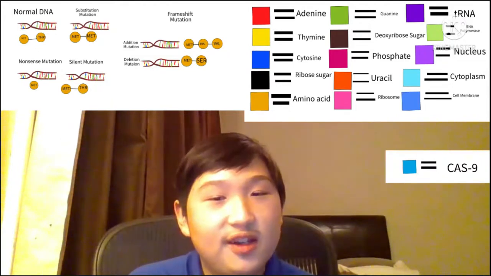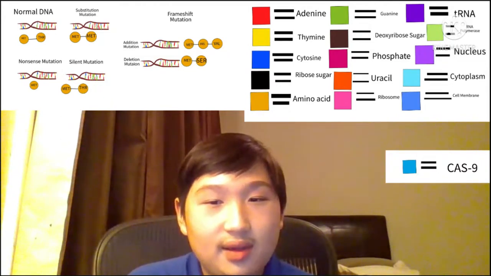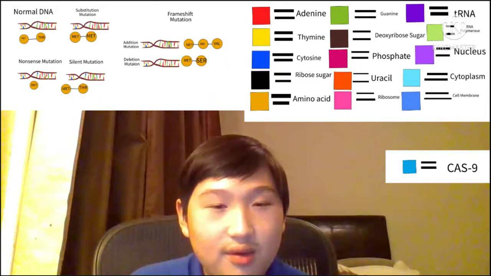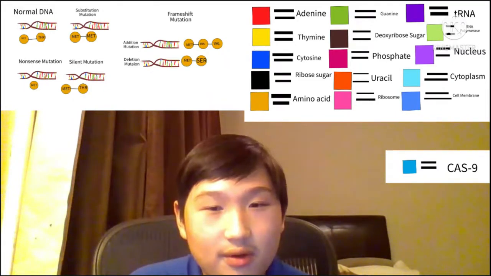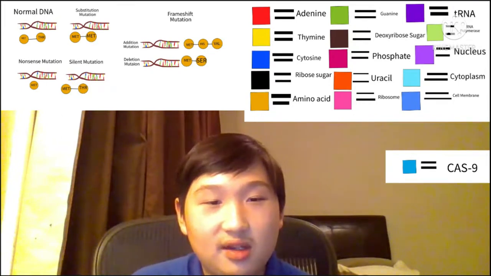In a frameshift mutation, the DNA sequence is either moved to the left or the right, which completely changes the codons of the produced mRNA, causing the protein to change entirely.